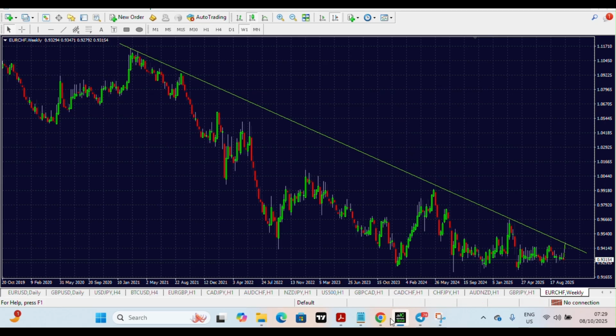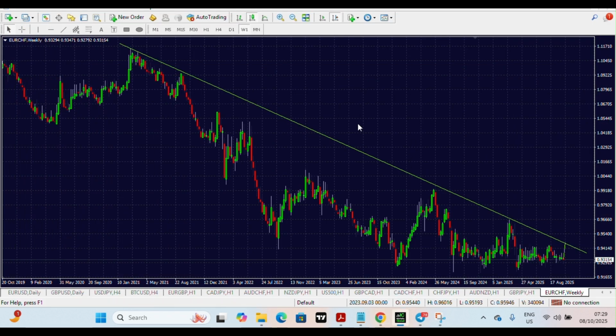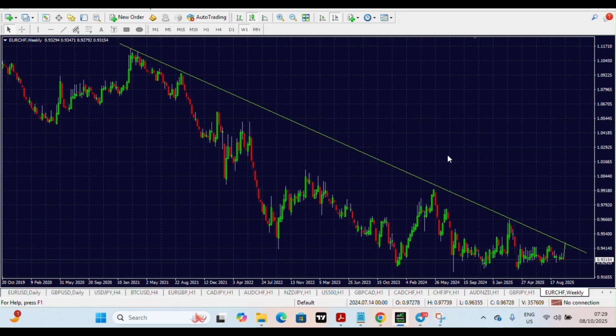So let's look at the next topic. We're going to look at how to do top-down analysis. That's the third subtopic we're going to look at here. So how do you do your top-down analysis? Now what we've done here is that we've been able to use trend line to mark up our resistance level.